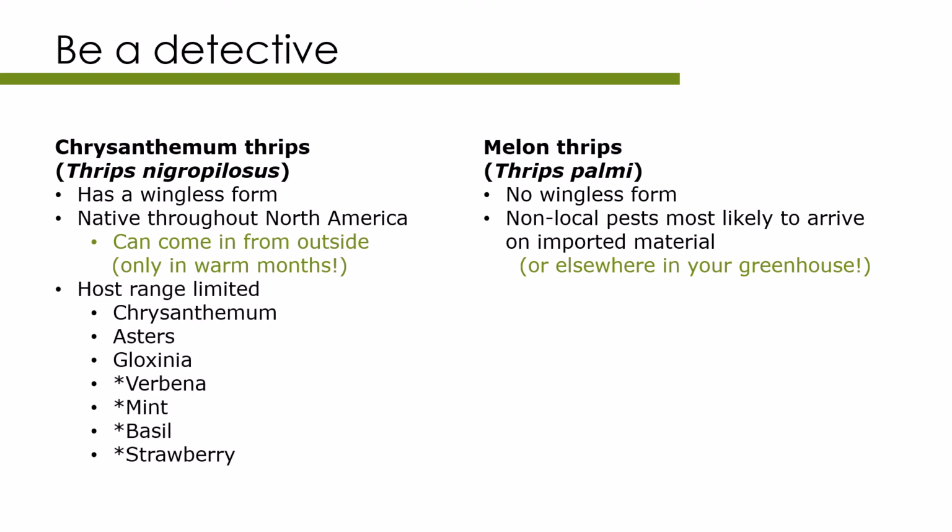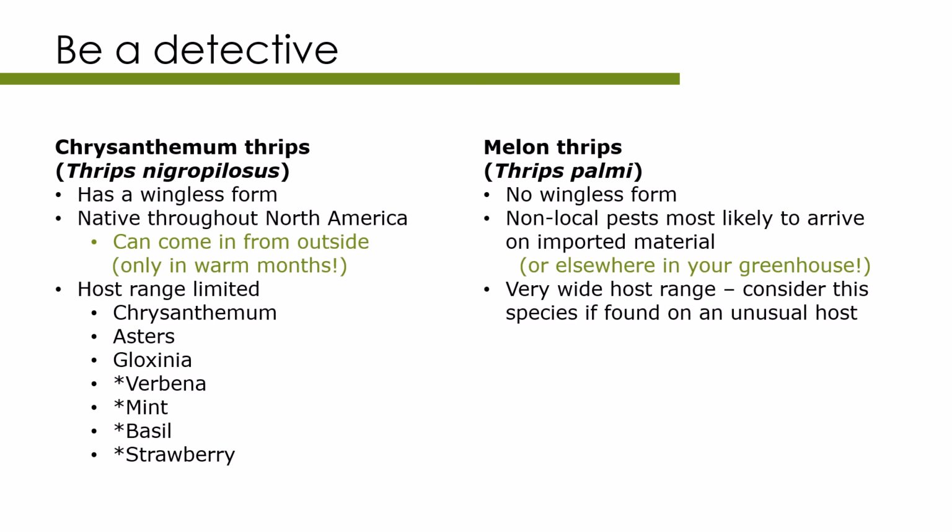Chrysanthemum thrips have a fairly limited host range. They're mainly pests on mums, asters, and gloxinia, but they've occasionally been found on strawberry, verbena, basil, and mint. Melon thrips have a very wide host range, so if you find them on a crop that's not a known host of chrysanthemum thrips, then you could be dealing with melon thrips.